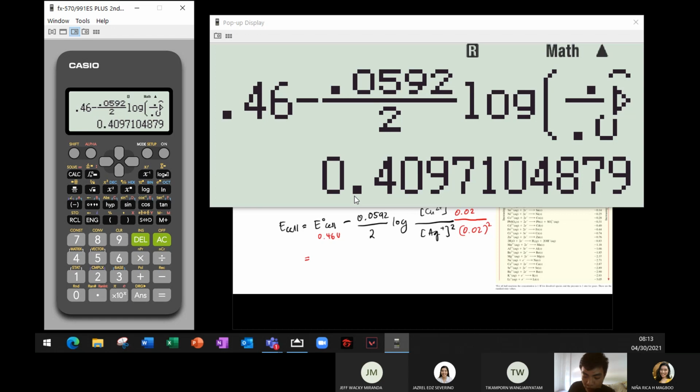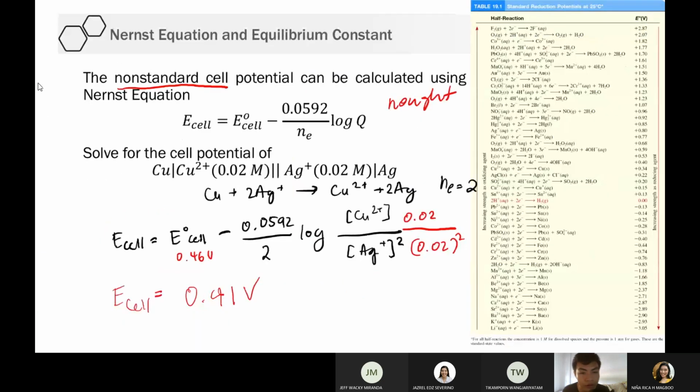This is now the new potential, 0.40. Let's round this off, 0.41 rather. So our cell potential is 0.41. That means by changing the concentration, you can determine the new cell potential.